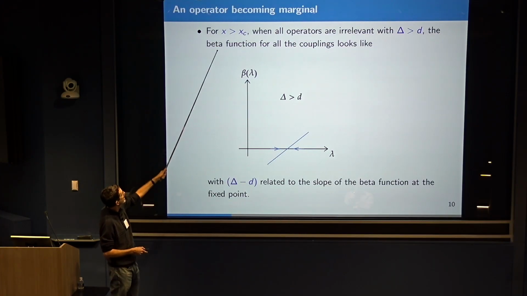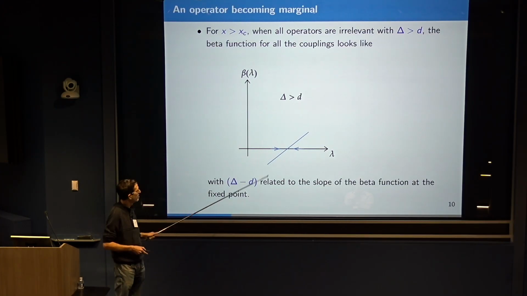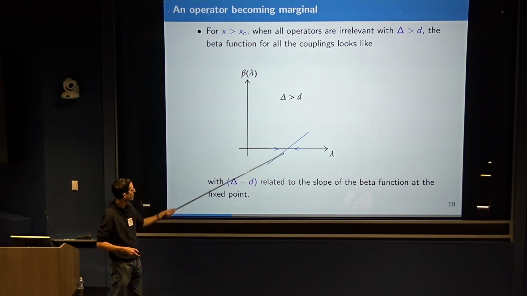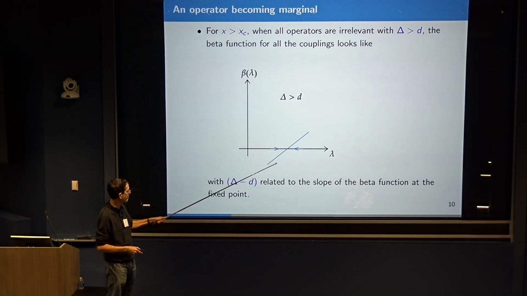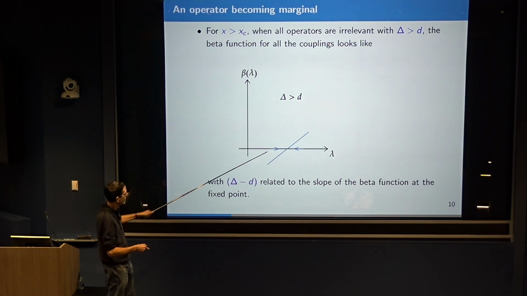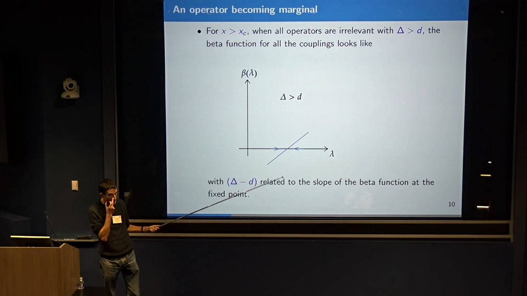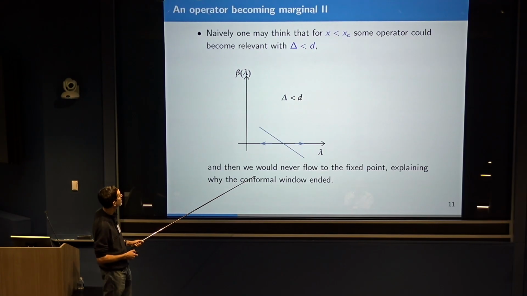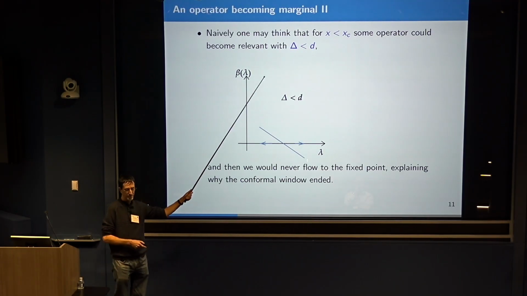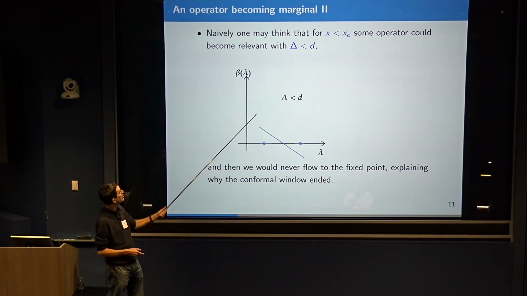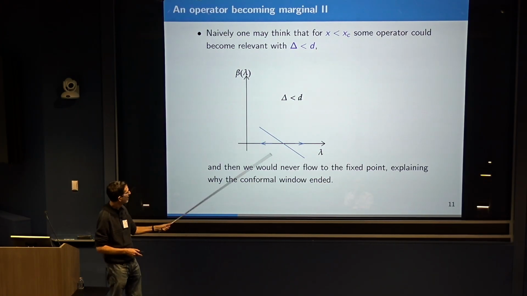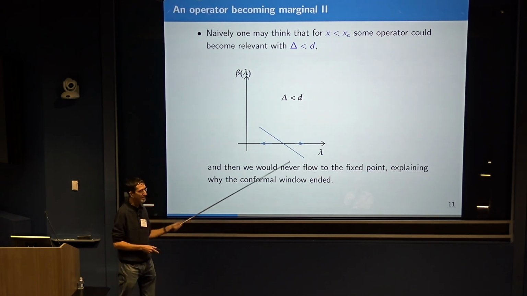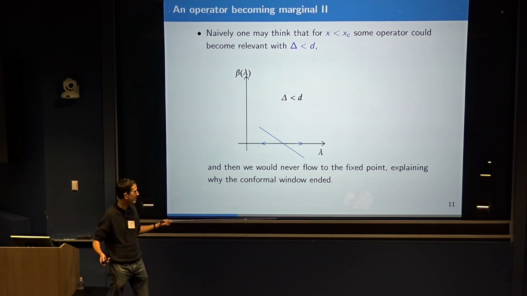So of course, as long as the operator is irrelevant, then the beta function just looks like this with a positive slope, and we have an attractive fixed point. Wherever we start, we just flow to that fixed point, where the slope of the beta function is, as usual, related to the dimension of this operator minus d. So that's the usual story of the infrared stable fixed point that we believe we have for larger values of x. And then naively, what one may think is that when we cross this place where the operator becomes marginal, perhaps the dimension of this operator would become negative, and then all that would change is that we have this negative slope of the beta function, and then this theory would become repulsive at low energies, so that would explain why we don't flow to that fixed point anymore.